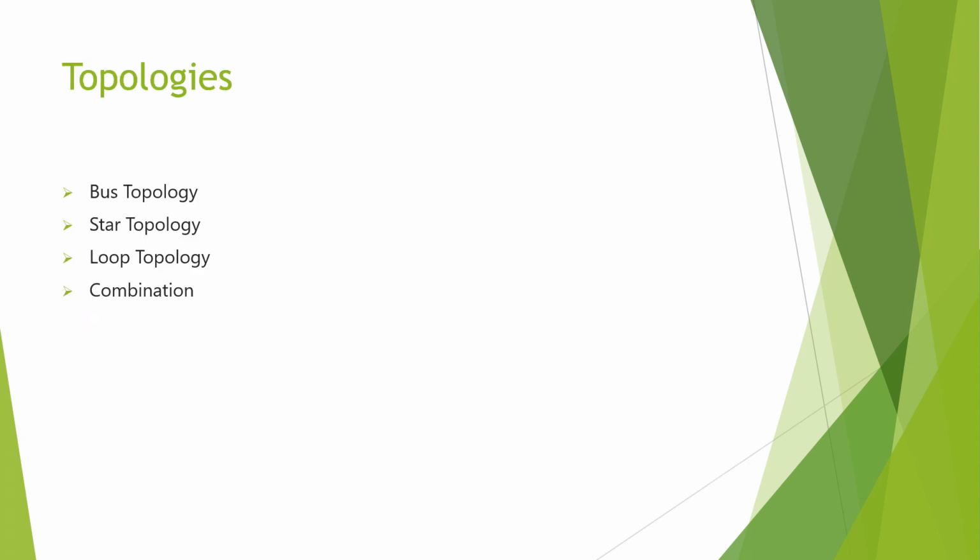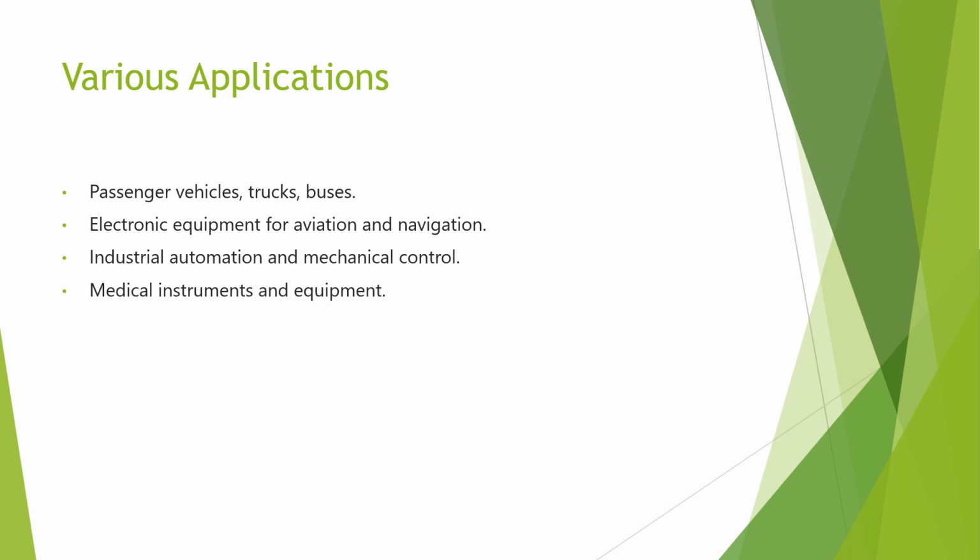What are the different topologies that CAN can follow? Like any other network, CAN can follow bus topology, star topology, loops, or a combination can be there also. And the next one is various applications. There are a wide number of applications for controller area network. As we already know, it's used in automotive, which includes passenger vehicles, cars for example, trucks, buses, and it's also used in aviation, like in helicopters, flights, airplanes, and industrial automation, mechanical control, and lots of medical instruments and equipment also use the CAN protocol.